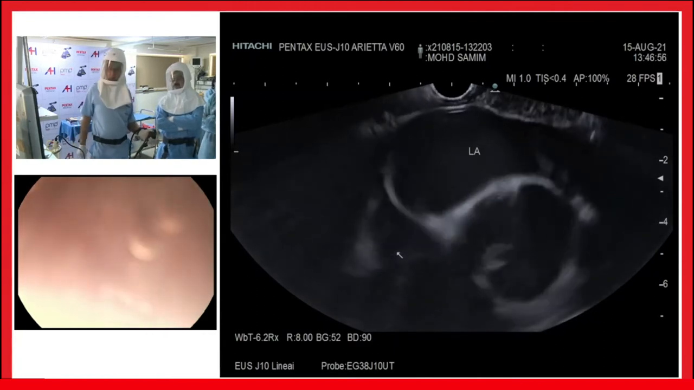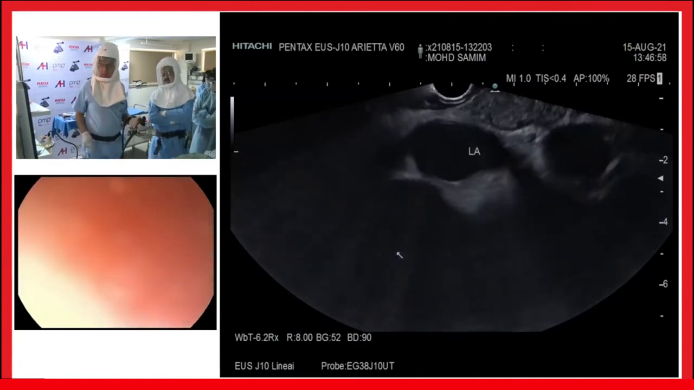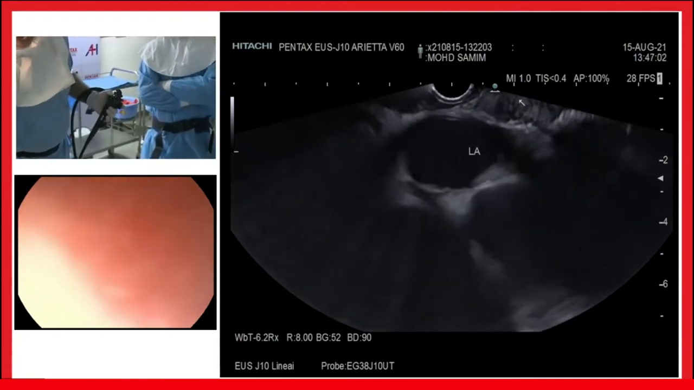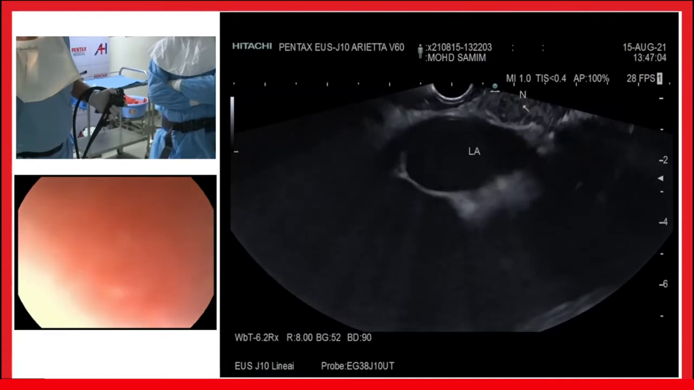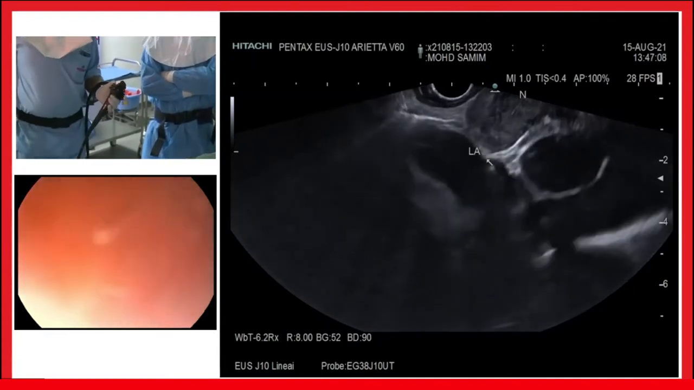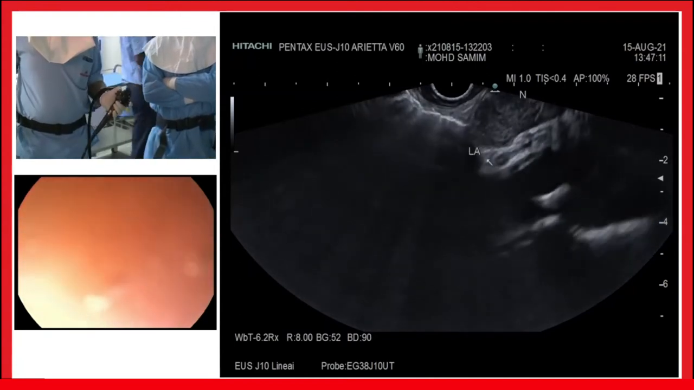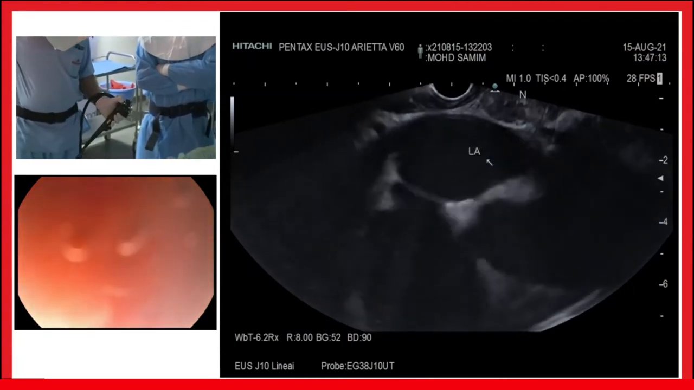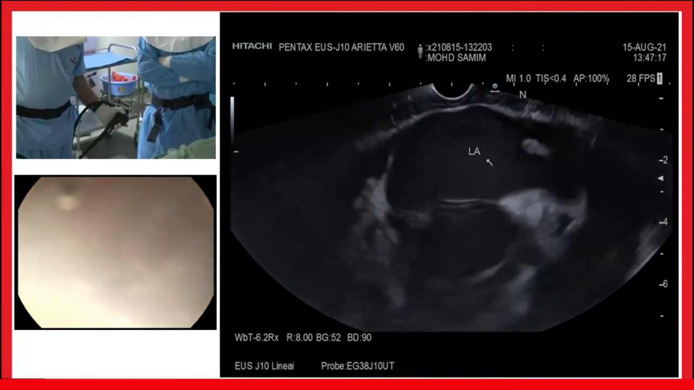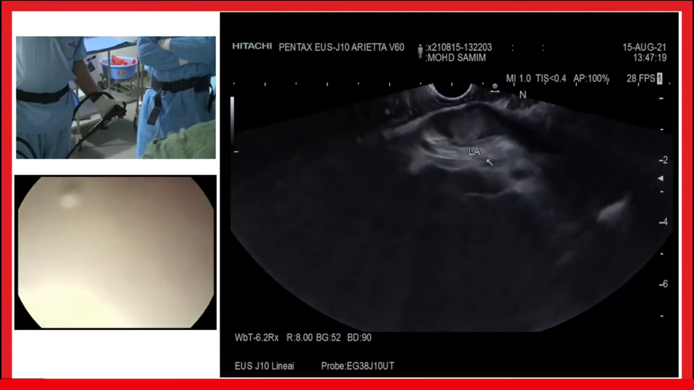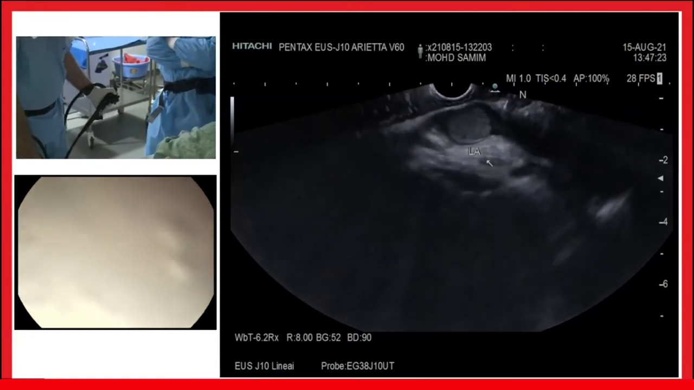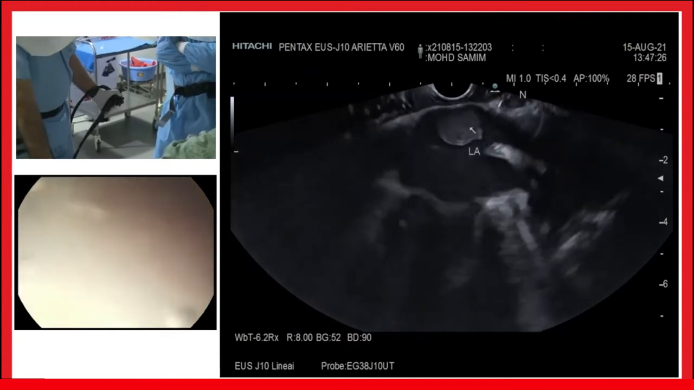I am just rotating clockwise, and I see above the left atrium that there is a lymph node. So I will write lymph node here. If I rotate, so there is a lymph node, and this is a subcarinal lymph node, which is present close to the left atrium. But now I will rotate more to the other side, just to see if I can find anything. And suddenly, I find something within the left atrium. And this is a very surprising structure.